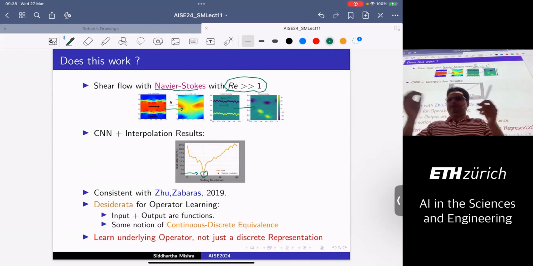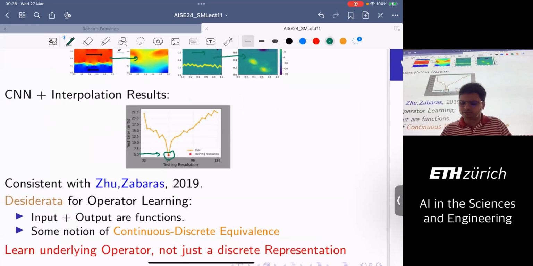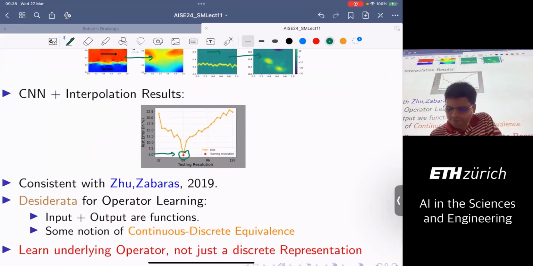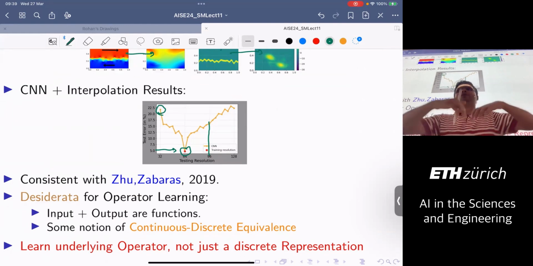And then, of course, I evaluate and I compare the errors. And then you see, as soon as I change my resolution, for instance, if I go to 96 squared, then I get an error which is 3 times more. And if I go to 32 squared, which is smaller than the training resolution, the error is increased by a factor of 5. So in other words, I have not generalized at all.